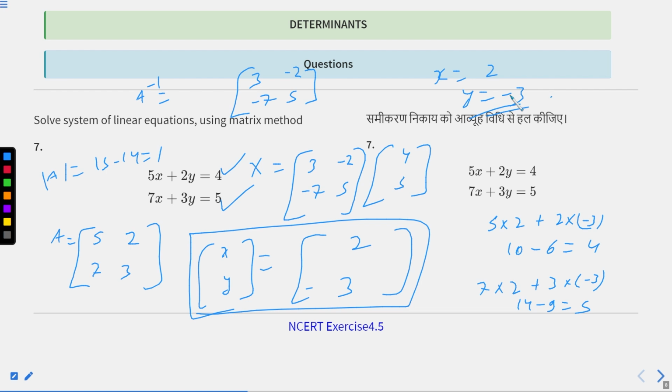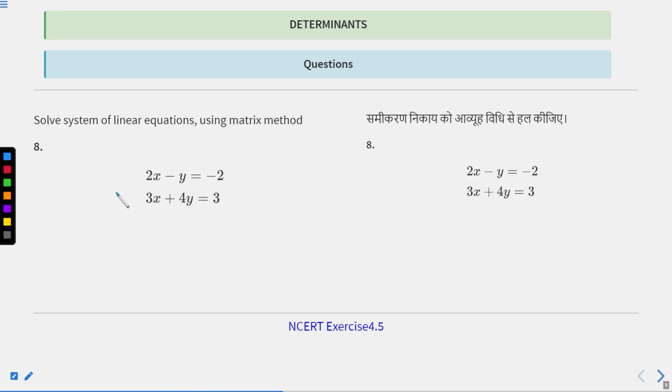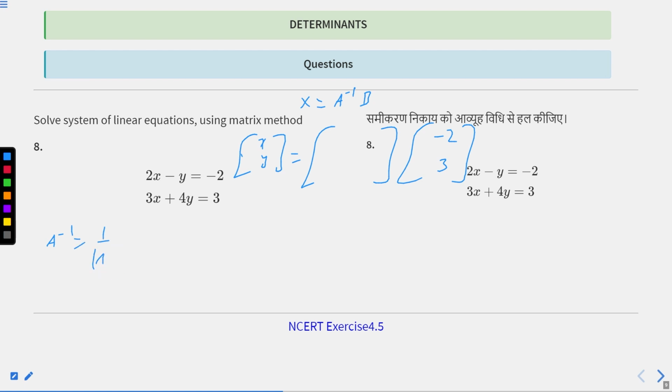Let us move to the next problem. Problem number 8. The same approach. The solution xy will be X equals A inverse B. B is minus 2, 3. So first of all, A inverse. A inverse will be 1 by determinant of A times adjoint of A.